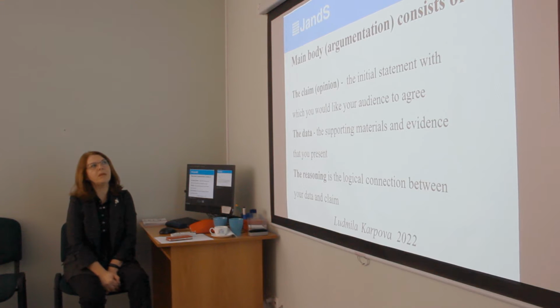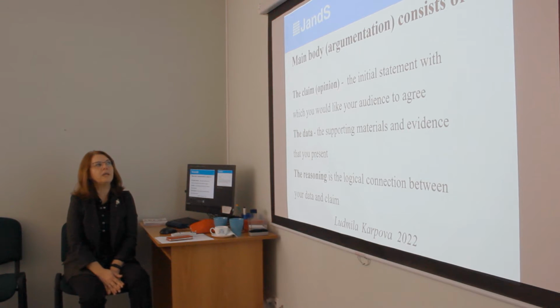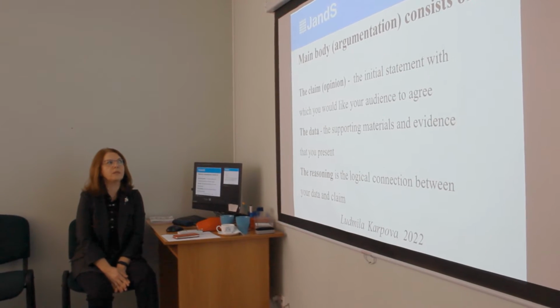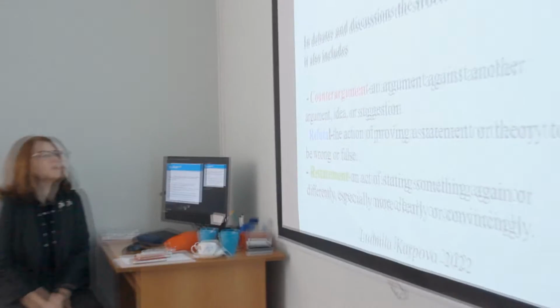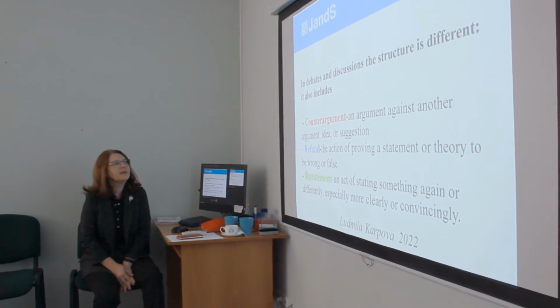The main body, or argumentation itself, consists of the following. There might be some differences in different sources, but the main idea is this. The argument itself should include a claim, or as we usually call it, an opinion, the initial statement with which you would like the audience to agree, then data, supporting materials and evidence that you present, and the reasoning. And here we are going to talk about debates.